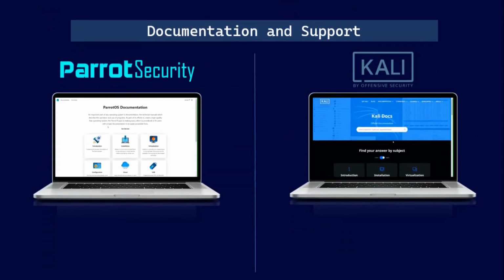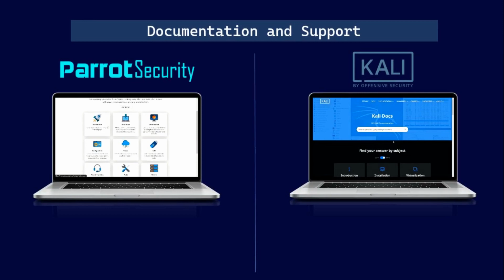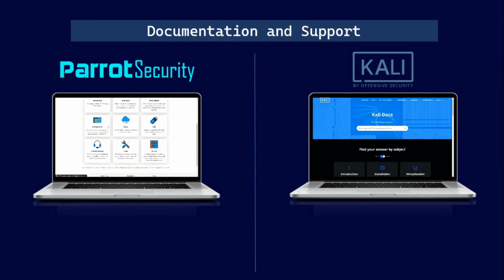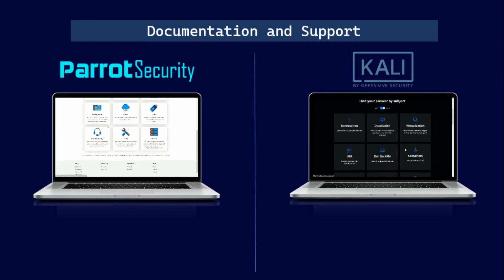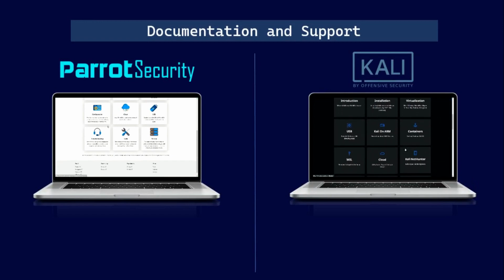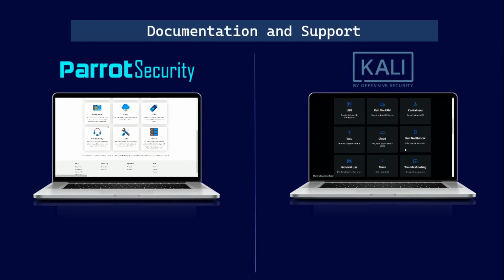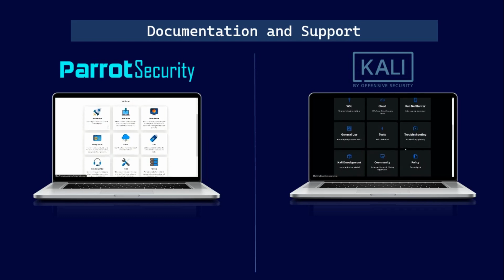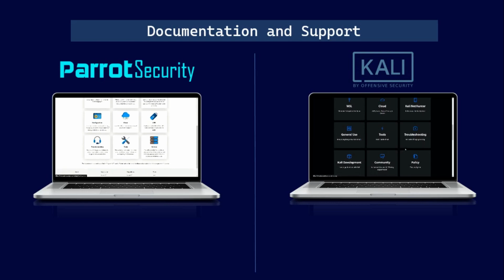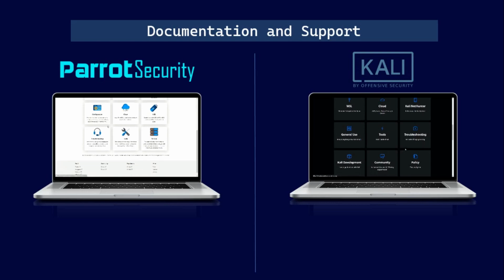Next, documentation and support. Both Parrot Security OS and Kali Linux offer extensive documentation and user support. However, Kali Linux benefits from its longer history, larger user base, and well-established online communities. Consequently, it generally provides a wealth of resources, tutorials, and community-driven support.